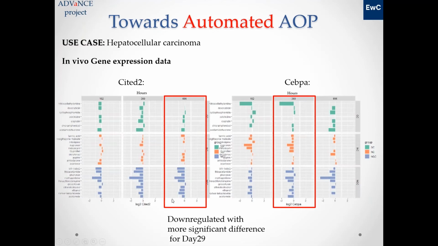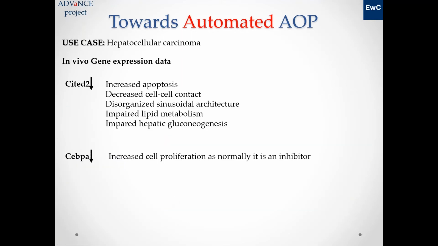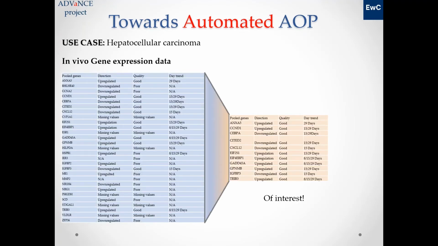By going through these criteria, we saw, and this is just an example for CITED2, that it's downregulated, and this might be associated with increased apoptosis and so on. By applying all these criteria to the selected genes, we went from approximately 30 genes to something like 10, 11 genes, which were of good quality and which we thought are interesting to explore further.